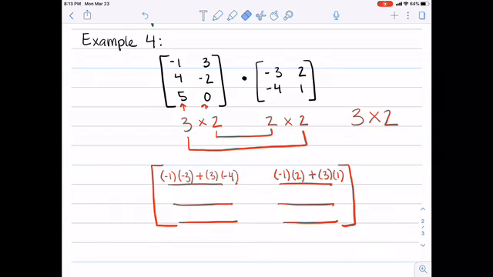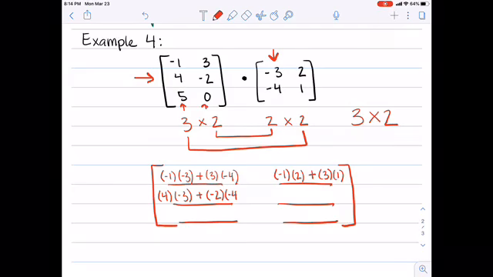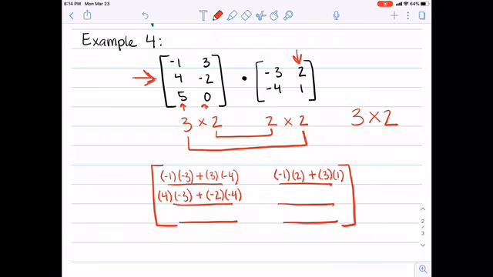Now that I have that, I'm going to go ahead and find my second row. To do that, I'm going to do my second row times my first column. So I have 4 times negative 3 plus negative 2 times negative 4. Then, for my next spot, I will multiply this same second row by the second column. So I have 4 times 2 plus negative 2 times 1. Now that takes care of my second row.